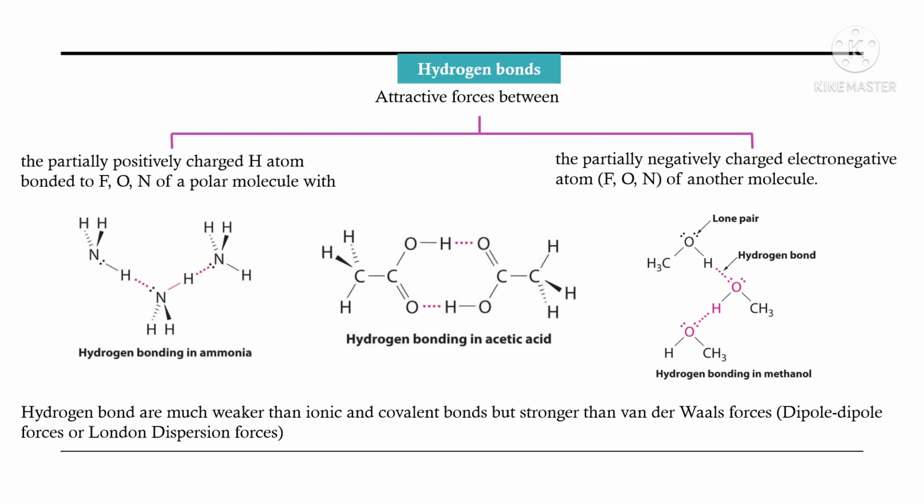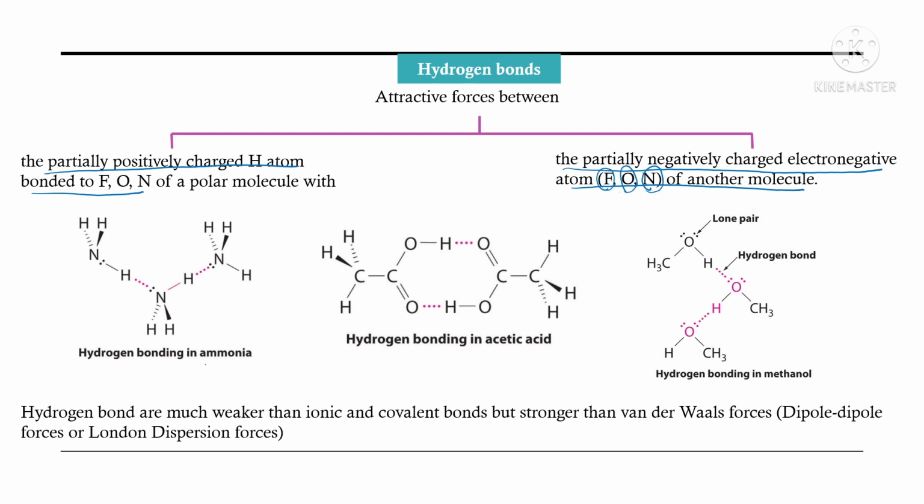Now we move on to look at the second type of intermolecular forces, hydrogen bonds. What is a hydrogen bond? It is the attractive force between the partially positively charged hydrogen atom bonded to either fluorine, oxygen, or nitrogen of a polar molecule with the partially negatively charged electronegative atom of another molecule. And this partially negatively charged electronegative atom of another molecule can again be fluorine, oxygen, or nitrogen.